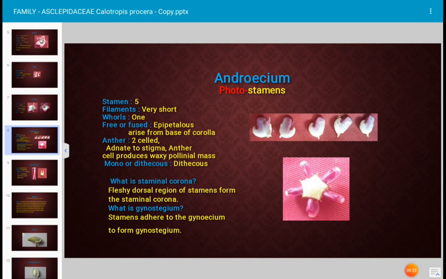and the anther is 2-celled, adnate to the stigma. Anther cells produce a waxy pollinial mass. Anther is dithecous. What is staminal corona? The fleshy dorsal region of the stamens forms the staminal corona. What is gynostegium? Stamens adhere to the gynoecium to form the gynostegium. Okay, next.